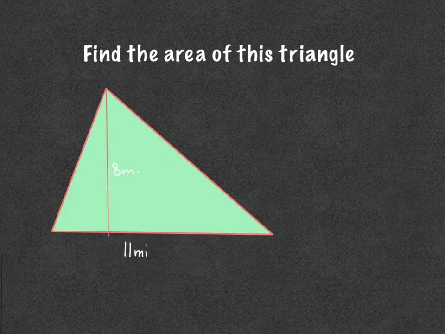All right, one more. Now we have 8 miles by 11 miles. This is a gigantic triangle. So 8 times 11 is 88. Then we're going to have 88 divided by 2, which is 44 miles squared.